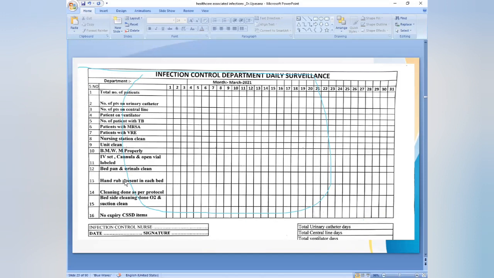Hand rub was not a challenge, and I hope everybody was following it. And cleaning is done as per the protocol, that is for the GDA staff, and bedside cleaning, and oxygen and suction cleaning is done. And there is no expired item from the CSSD. It has been labeled from any of the areas, which is either ICU or any critical or non-critical areas, any operation theaters. All these places have this infection control department daily surveillance chart.